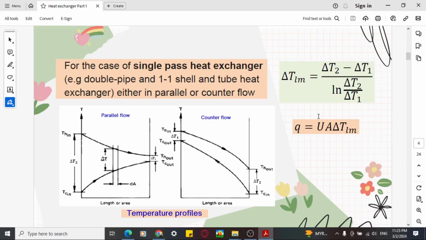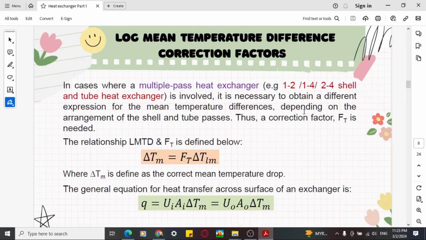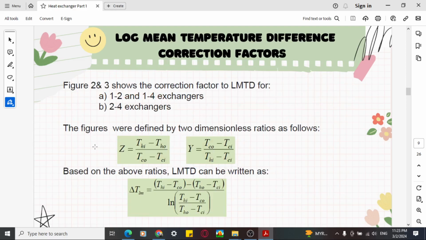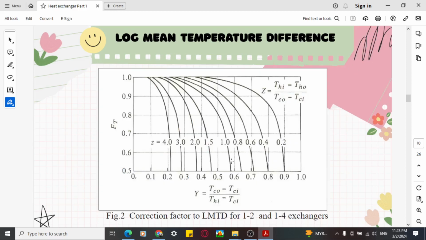Okay, if they say single pass, which means they have one shell and one tube only, then you use LMTD. If they give you one shell two tubes, one shell four tubes, two shell two tubes, two shell four tubes, you need to use the correction factor, because they already tell you it is a multiple pass heat exchanger. Okay, we already know these things just now. You need to take a look at your FT graph. This is the FT graph.